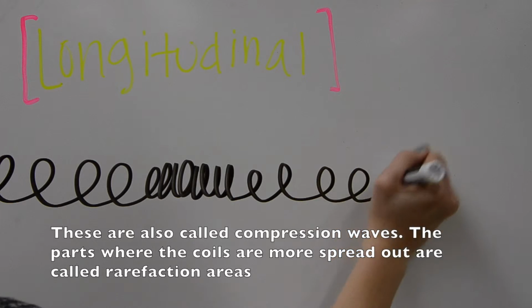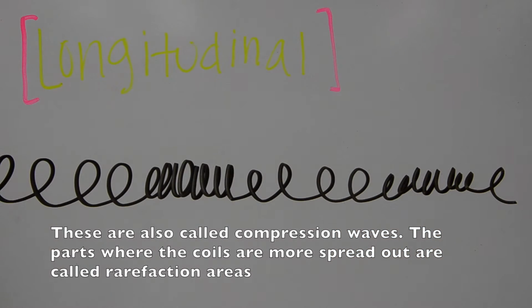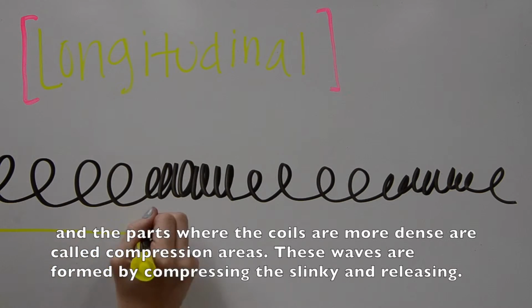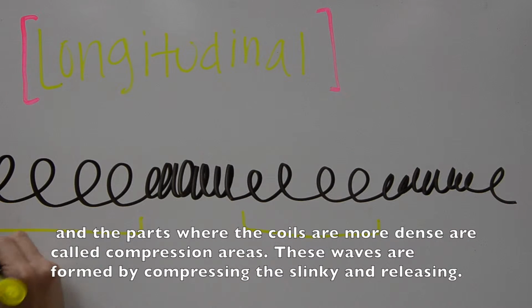The parts where the coils are more spread out are called rarefaction areas. The parts where the coils are more dense are called compression areas. These waves are formed by compressing the slinky and releasing.